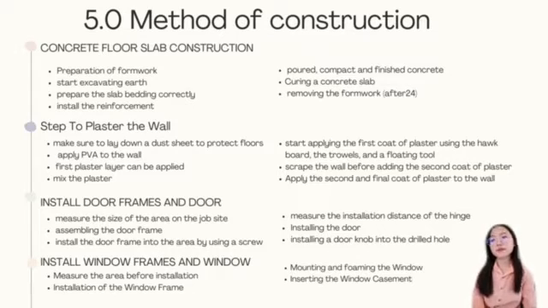So the next, we need to install window frame and window. First, measure the area before installation and installation of the window frame. The next step, mounting and forming the window, and the last step, installing the window casement.